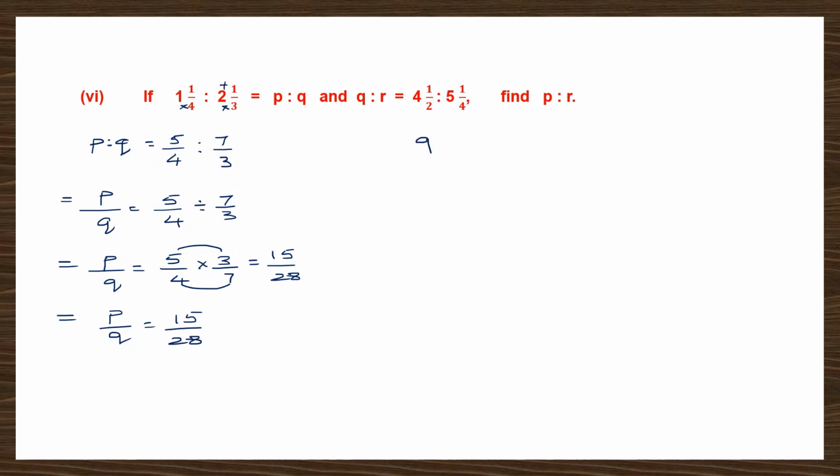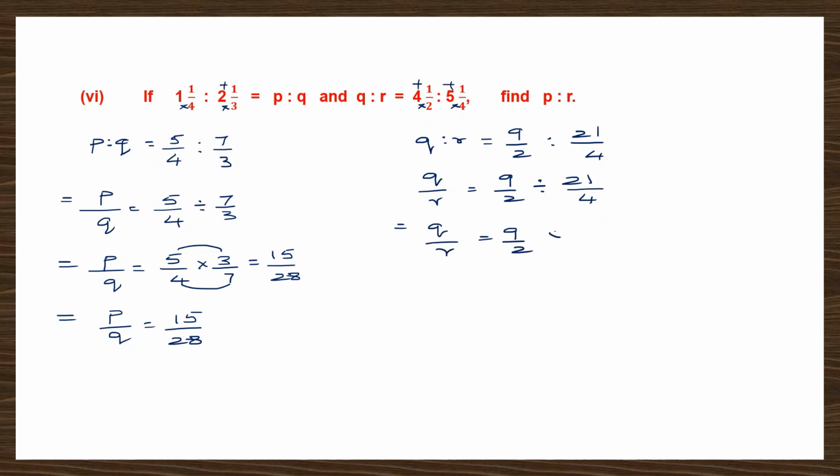Now Q is to R is equal to, let's convert this. 2 4s are 8 plus 1 is 9. 9 by 2 is 2. 4 5s are 20 plus 1 21. 21 by 4. That is Q by R is equal to 9 by 2 divided by 21 by 4. So this is equal to Q by R, which is 9 by 2 into 4 by 21.